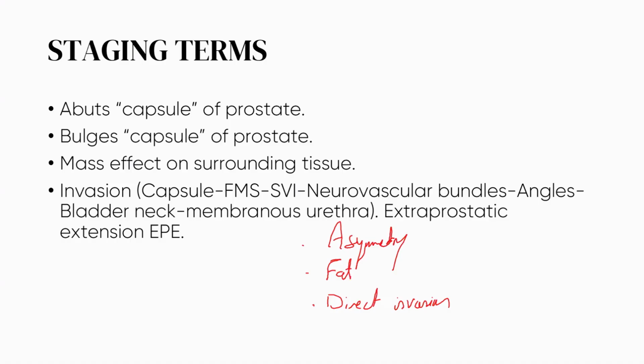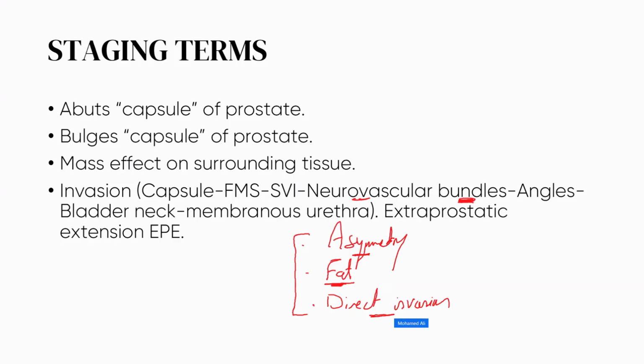Also, the tumor can invade the neurovascular bundles. We have 3 features for neurovascular bundle invasion: asymmetry between the right side and left side neurovascular bundle, loss of the fat planes surrounding the neurovascular bundles. The fat surrounding the neurovascular bundle displays high T1 signal. If we have loss of this high T1 signal, neurovascular bundle invasion can be suggested.